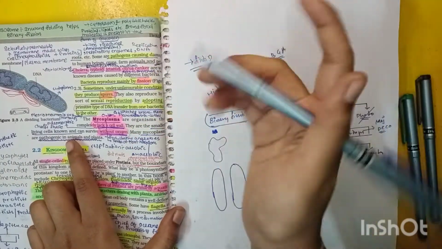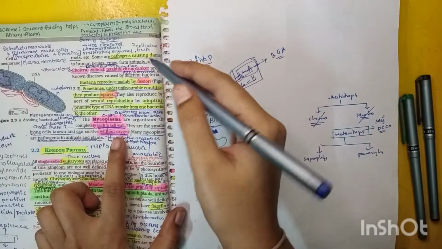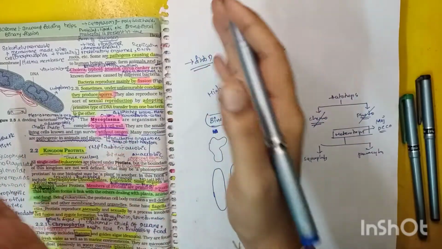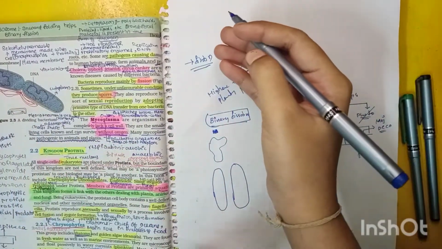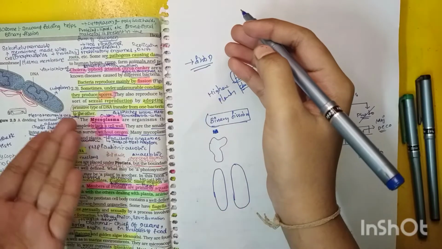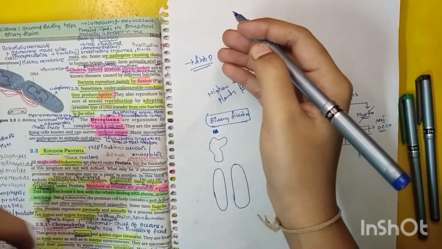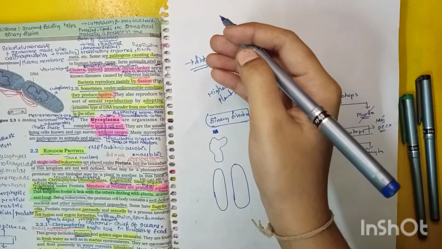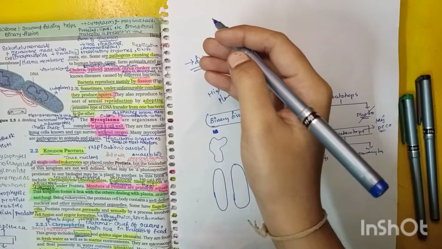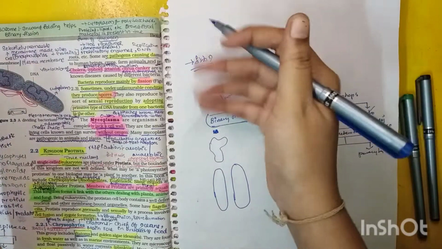Keeping that aside, these can live without oxygen, meaning they are known as facultative anaerobes. They can live without a supply of oxygen. Another name for mycoplasma is jokers of the plant kingdom, you can note it down. And many mycoplasma are pathogenic in nature, and in plants and animals they cause some diseases.